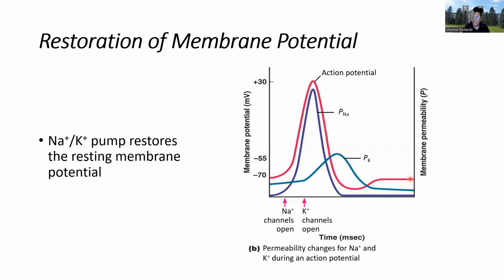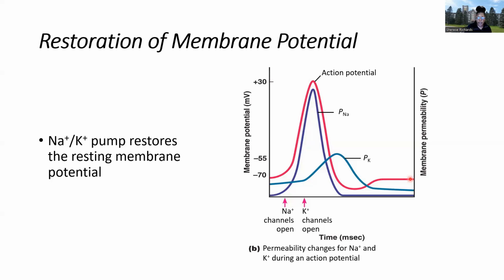So even if we did have a graded potential that was -55 or greater, another action potential is not going to be able to occur because the channel for sodium is going to be inactivated until we get back to -70. Until we get back to -70, it's not possible to initiate another action potential.